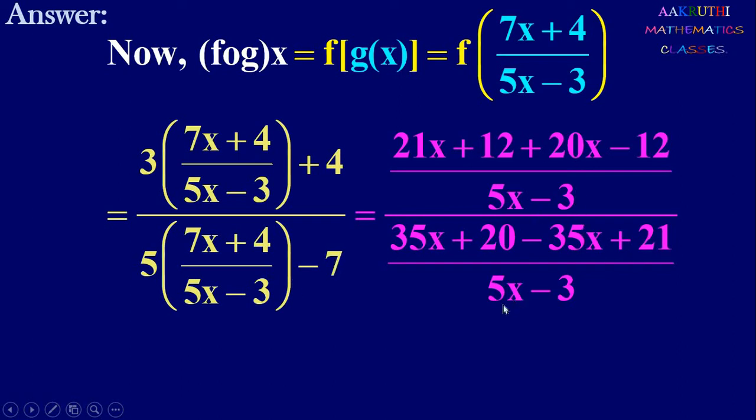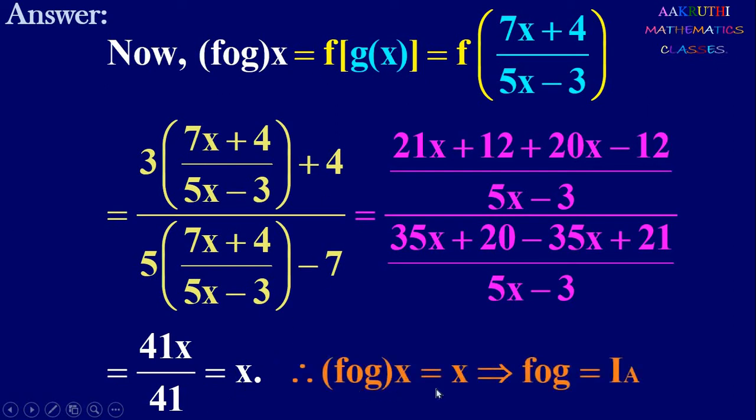So here 5x minus 3 cancel, and here 12 cancel, and here 35x cancel, remaining is 21x plus 20x, so it is 41x divided by 20 plus 21, it is 41. So it is 41x by 41 is x. Therefore f composite g of x is x. So f composite g of x is x implies f composite g is identity function. It is IA. F composite g is identity function.